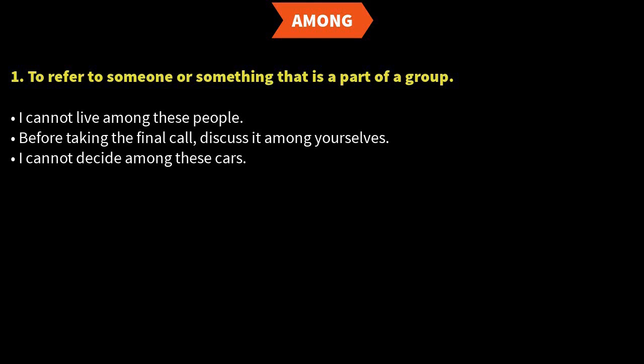Another way to use it is to indicate each member of a group which consists of 3 or more people. For example, his father equally divided his property among his 4 sons. Among his 4 sons, the property equally goes to everyone, referring to each son. We will share the cost among all of us. Everybody will bear the cost. Simple, that's how we use among.